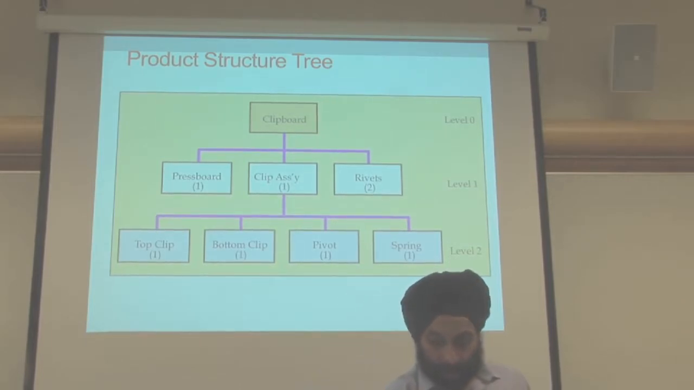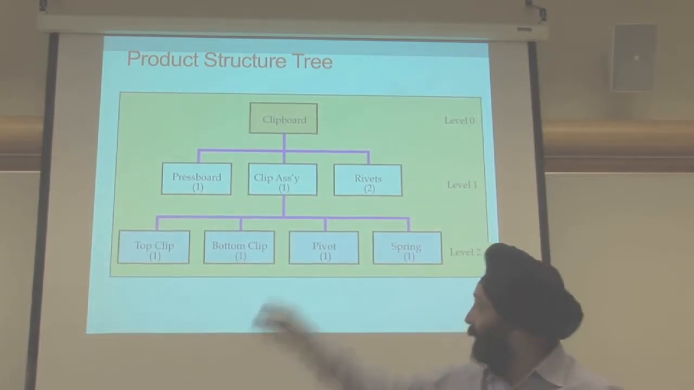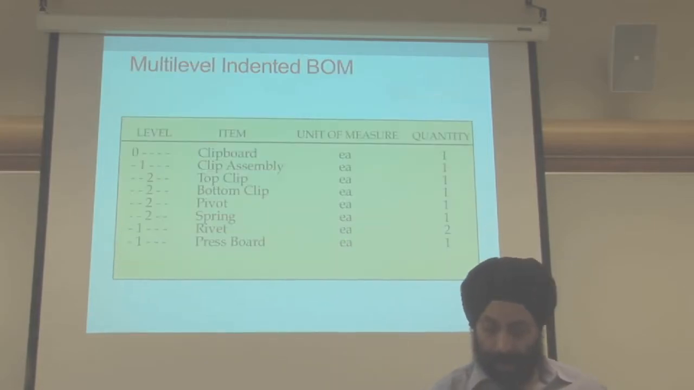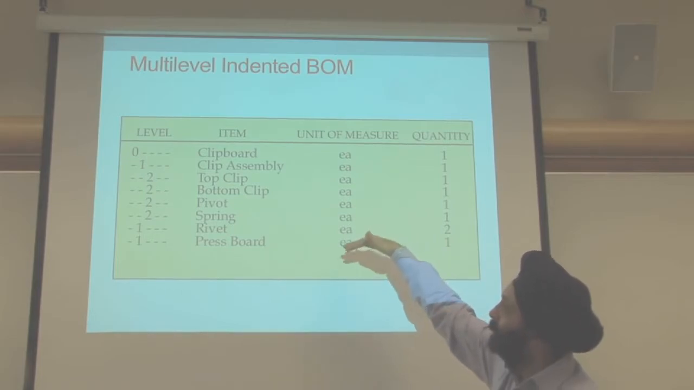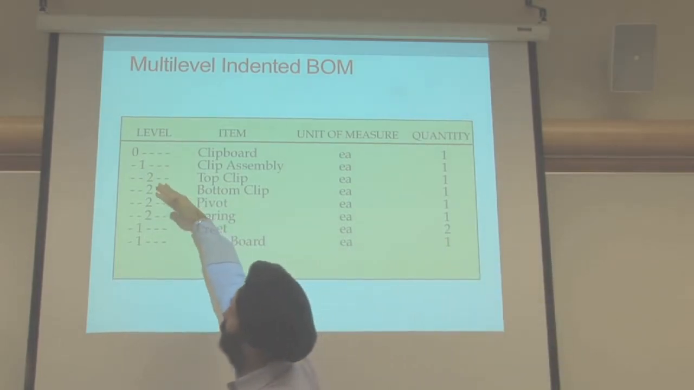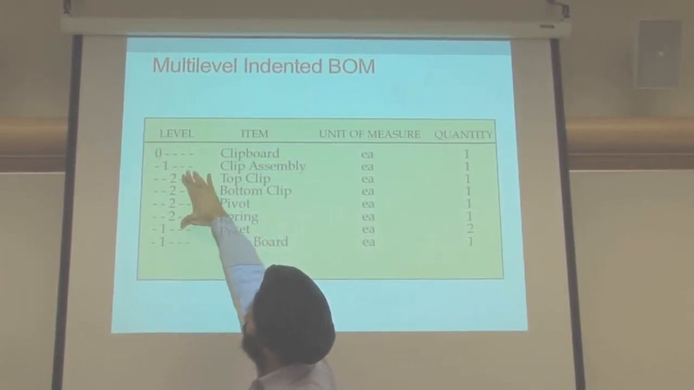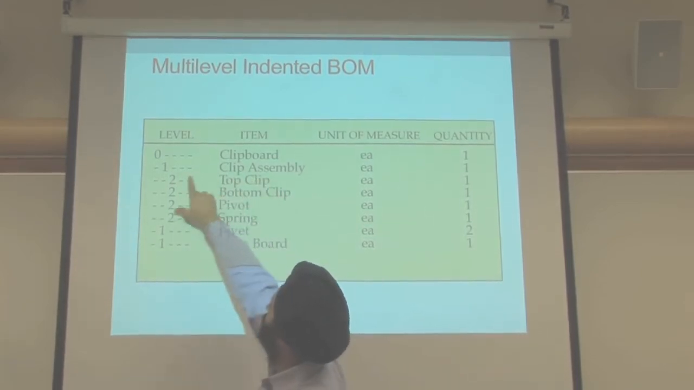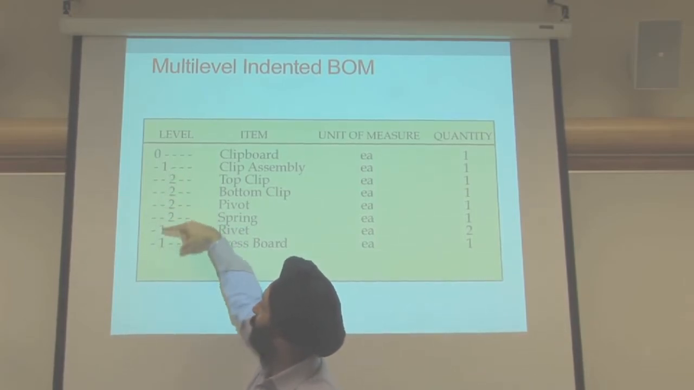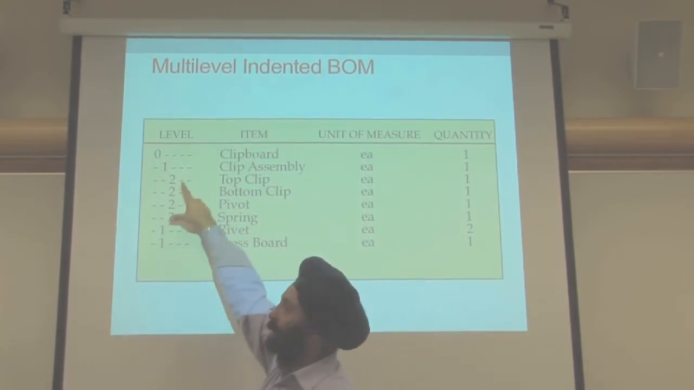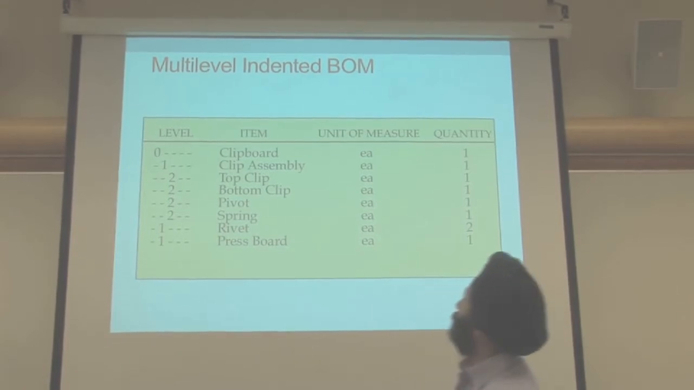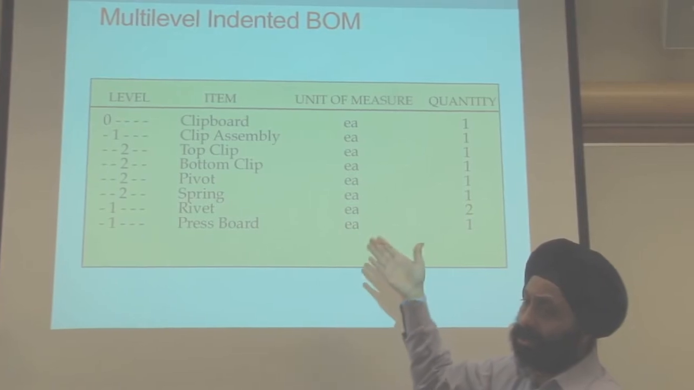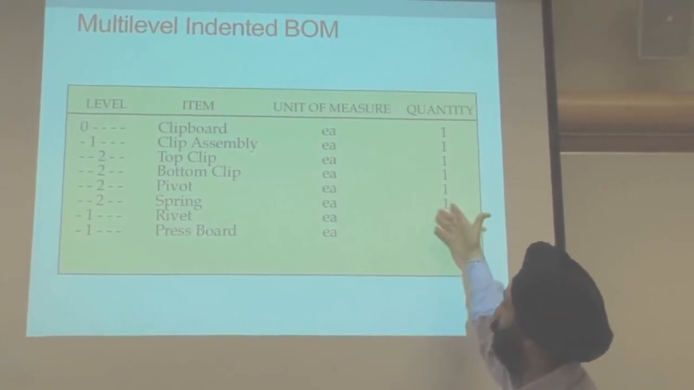So in this case, one can see these levels 0, 1, and 2 as indicated in the multi-level indented bill of material. You can see exactly how the level 2, which are these 4 items right here, go together to create the clip assembly. And the clip assembly, rivet, and press board are assembled together to create the clipboard. So in this case, it's indicated what the unit of measure is, each or dozen or a box, whatever it may be, and the quantities needed.